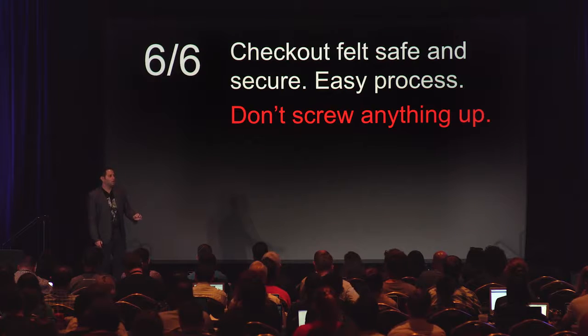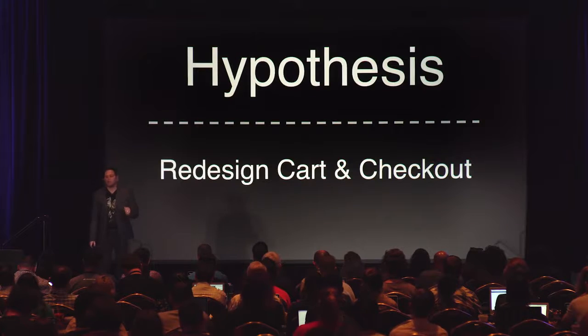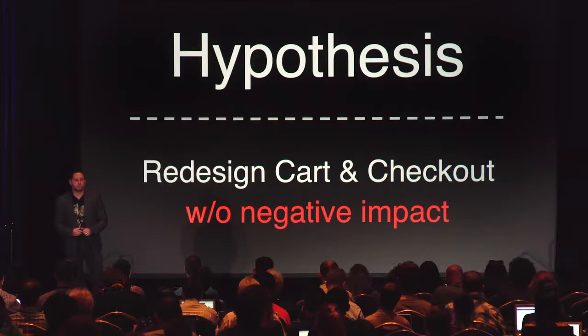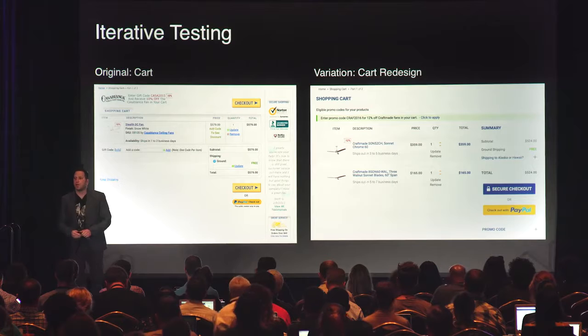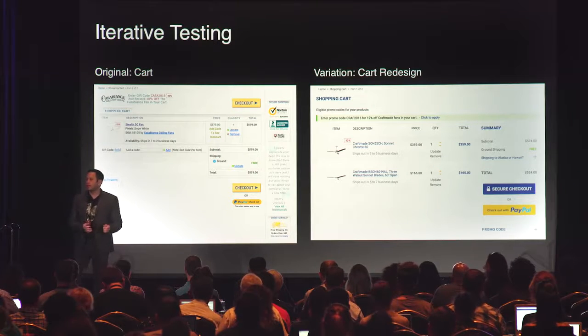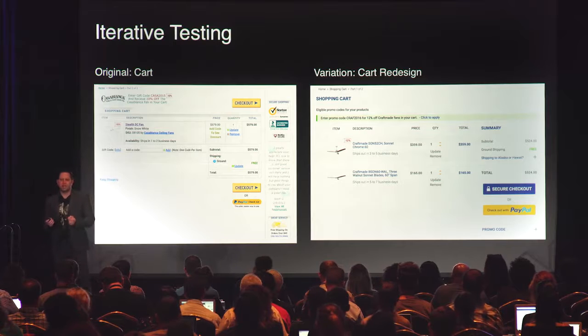And our goal is to redesign the cart and checkout process without having a negative impact, without screwing anything up, without increasing cart abandonment rates. We don't want to have less sales, right? We've heard a lot of presenters mention ensuring that when you release something, it doesn't actually hurt your conversions. So we start our iterative testing process. We set up our baseline versus our variation by just redesigning that cart.